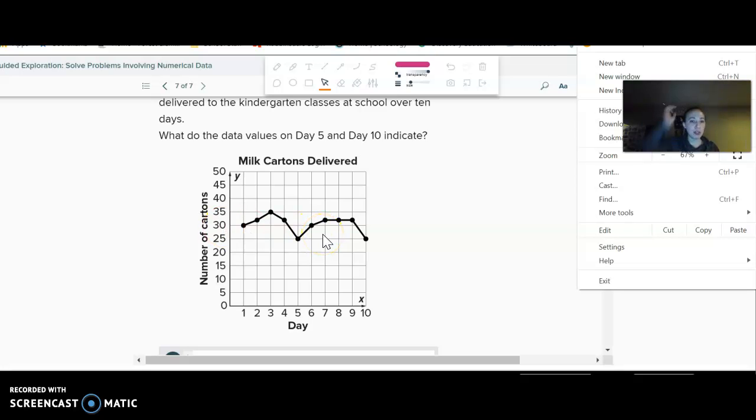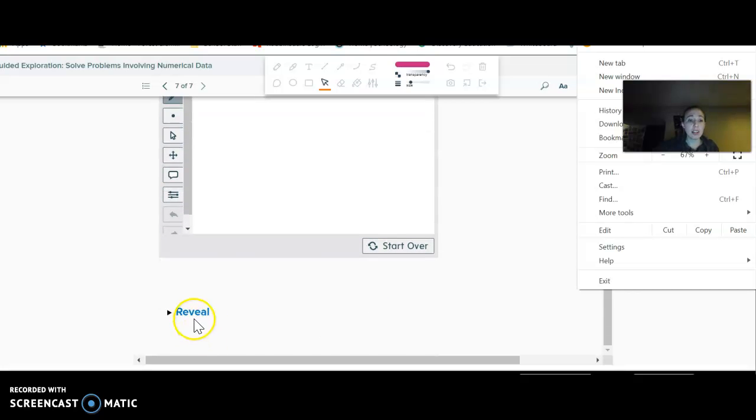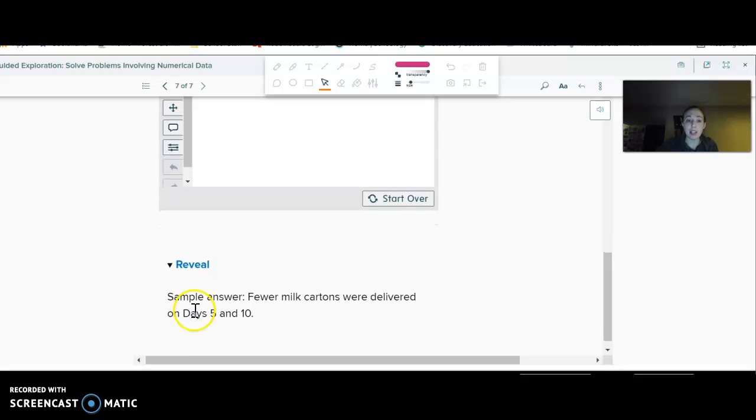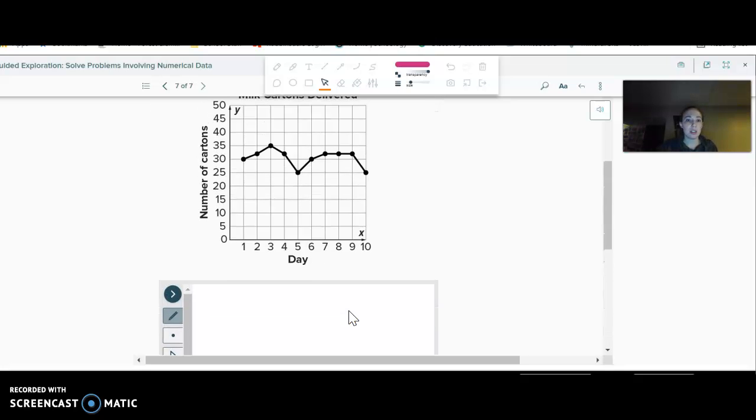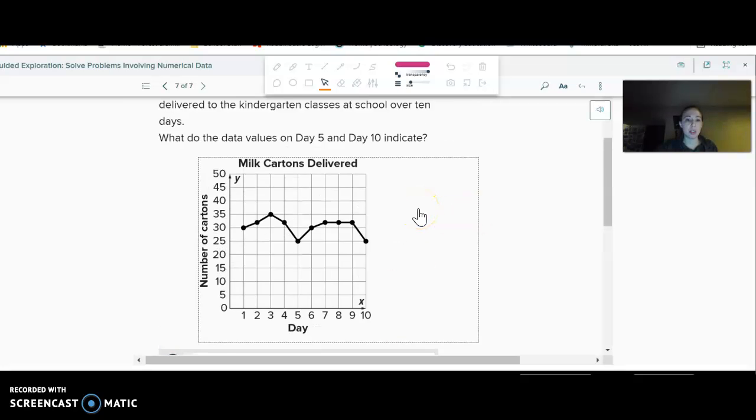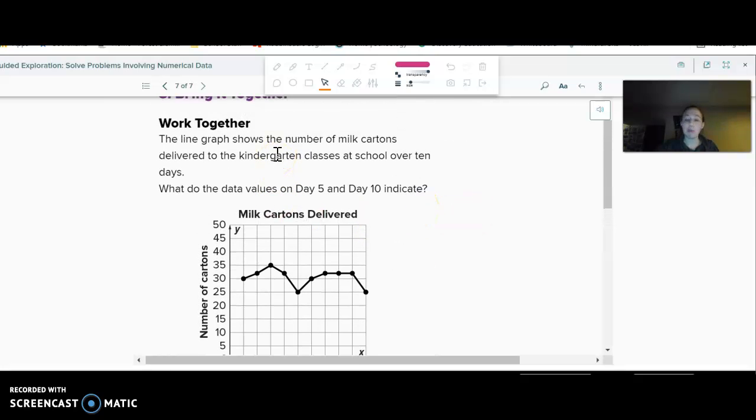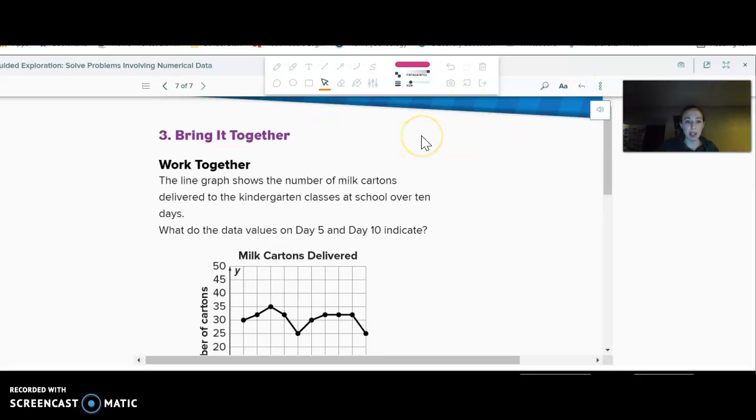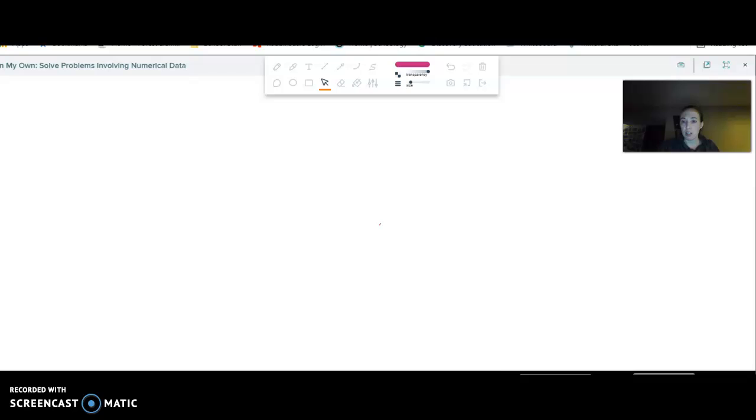All right, hopefully you chose the one about how they're the smallest, right? That's when the least number of cartons were delivered. There's a lot of other inferences we could make, but fewer milk cartons were delivered is just clearly the case. Maybe kids were absent. Who knows why, but that is what we can see.